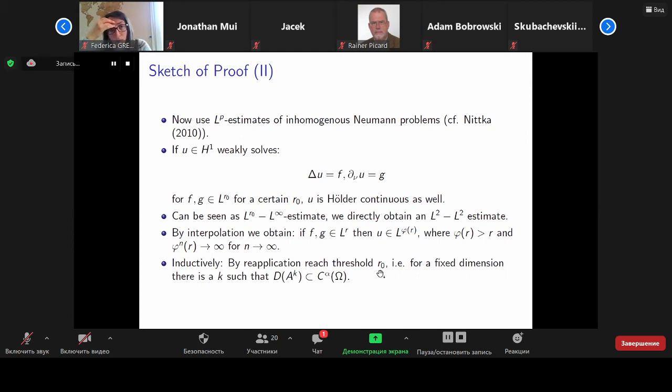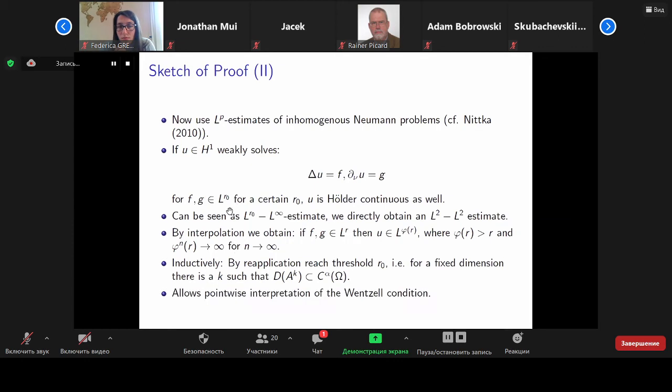So for any fixed dimension, we can find a k such that the k-th power of the domain lies in the space of Hölder continuous functions. So solutions are Hölder continuous, which is a nice result in itself. But it also allows, if we think of the Wentzell boundary conditions, for a pointwise evaluation of the Wentzell boundary condition.